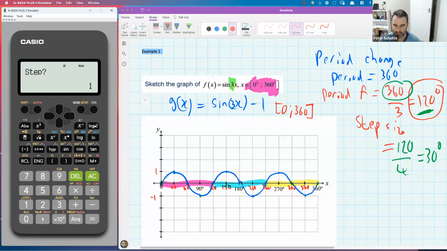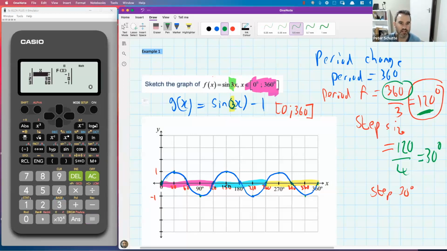Now, what about the step size? Because the period of the graph is affected by this 3, it's going to have the same effect that it had before. The step size is still going to be 30 for this one. So we'll make it 30. And there's my table.